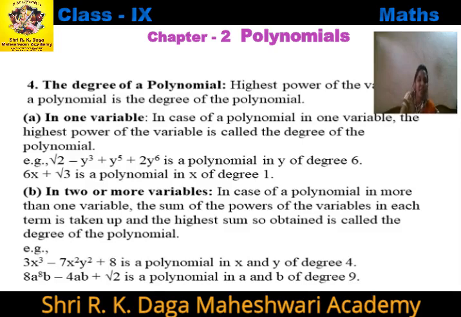In this example, you can see the sum of powers is 9. 8 plus 1, 9. 1 plus 1, 2. So the highest sum of powers is 9. Hence the degree of this polynomial is 9.